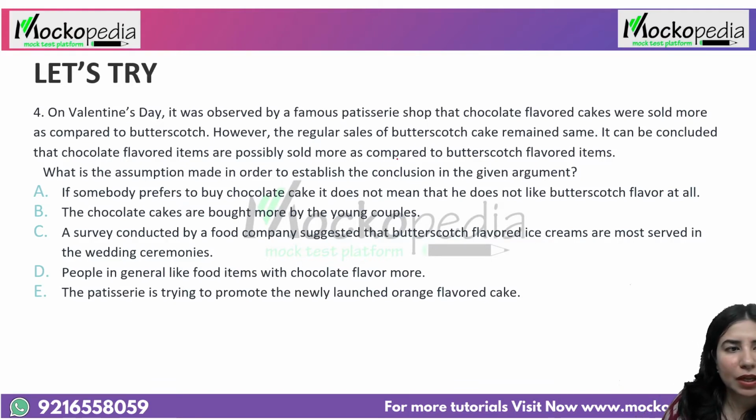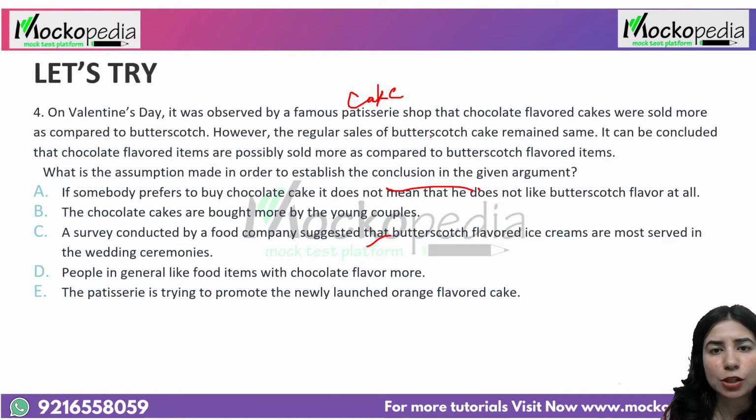So let's do it. So it's an assumption question that we can gather after reading the argument. So let's come to the argument. On Valentine's Day, it was observed by a famous pastry shop, cake shop, okay, that chocolate flavored cakes were sold more as compared to butterscotch. However, the regular sales of butterscotch cake remained same. It can be concluded that chocolate flavored items are possibly sold more as compared to butterscotch flavored items. So they're saying कि Valentine's Day पे chocolate का sale ज़्यादा हुआ था as compared to butterscotch.